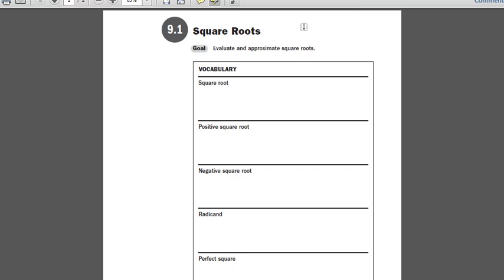Okay, let's begin our study of square roots in 9.1. What we are trying to do here today is evaluate, or solve, and approximate square roots. Some square roots just don't come out as nice numbers.